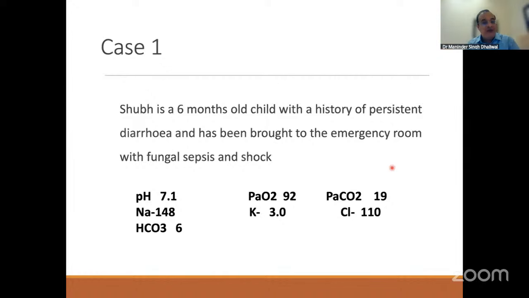Because again, many students get confused. So should we do that or not? So I think there'll be many questions. So let's proceed with the case.